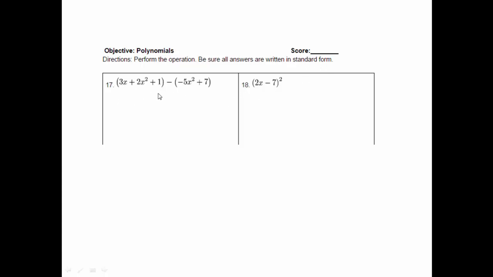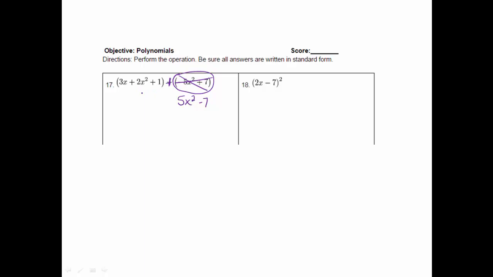Okay, so for this one we are subtracting, and when we subtract we do leave, change, opposite, so we're going to change this subtraction to addition, and then we take the opposite of whatever is after it. So negative 5x squared becomes positive 5x squared, and plus 7 becomes minus 7, and then that part's gone.